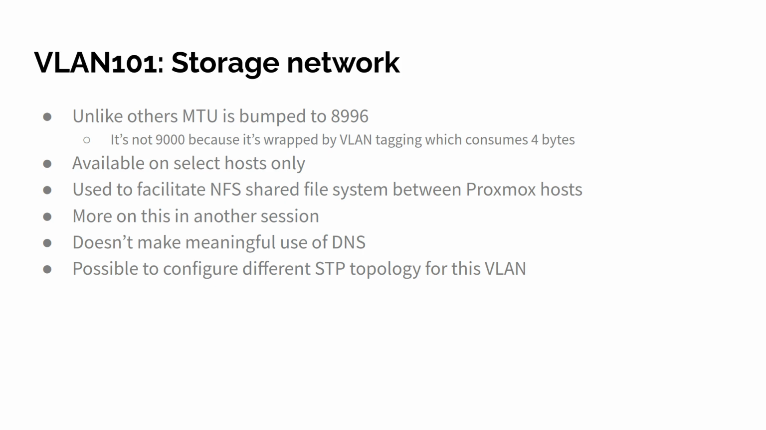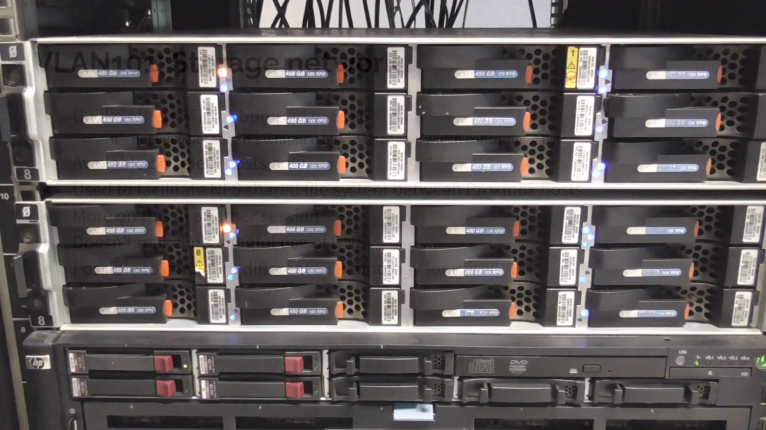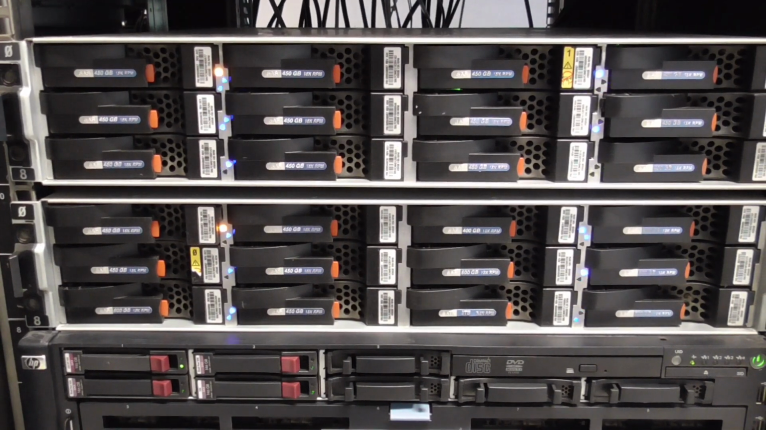Now we've got also VLAN 101. That's what we use for storage. In order to actually utilize 10 gigabits, you really need to bump your maximum transmission unit as far as you can. For most switches, it is 9,000 bytes. For some fancy ones, you can also bump it to 64 kilobytes. This VLAN is used to facilitate the NFS shared file system between the Proxmox host and the ZFS storage machine. But more about this in another session.